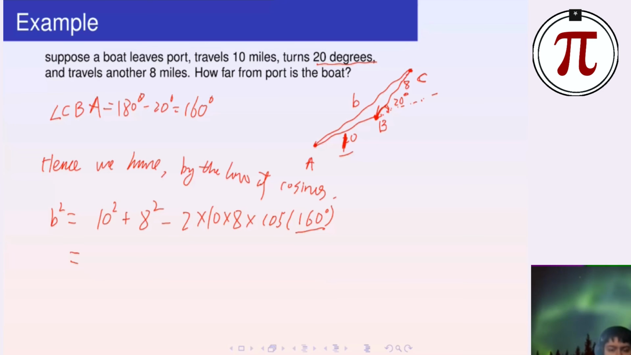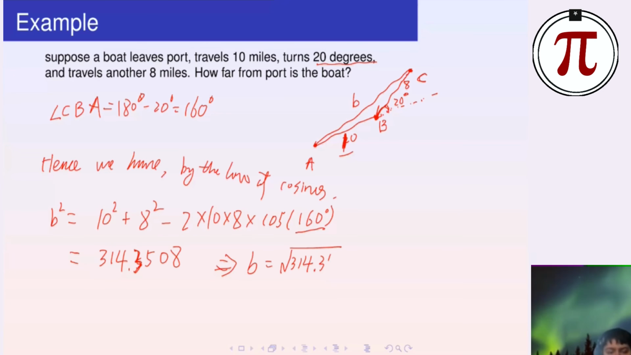So what do you get? 314.3508. Very good. That's b squared. So this implies b equals the square root of this, right? 17.7299, right? Okay, so that's good. That's going to be the distance from the port to the boat, right?